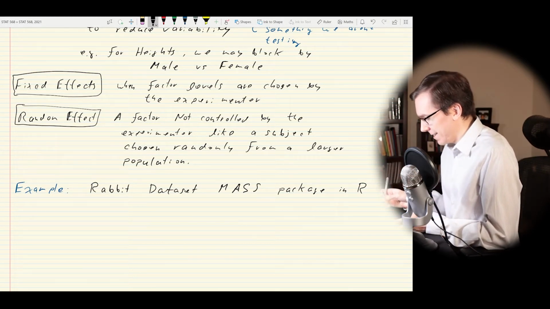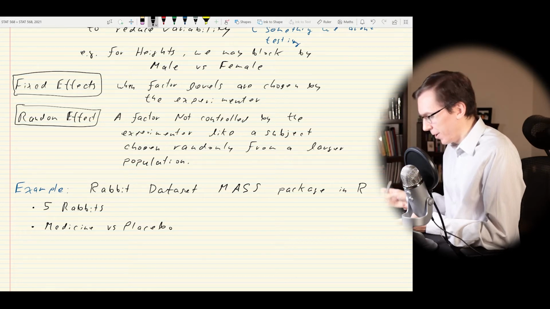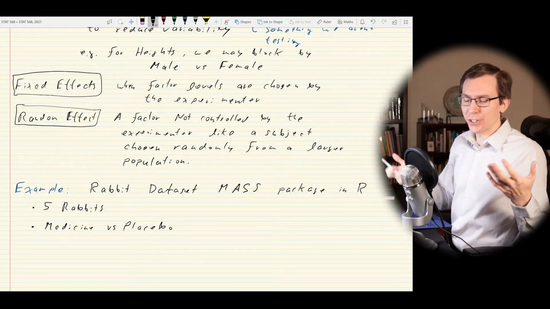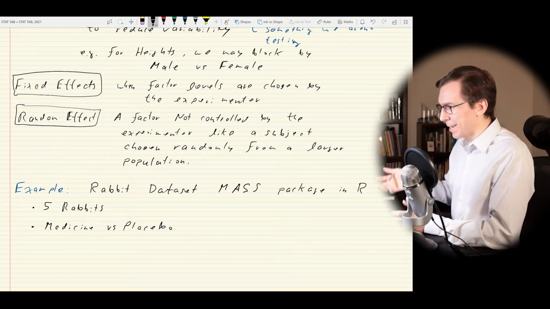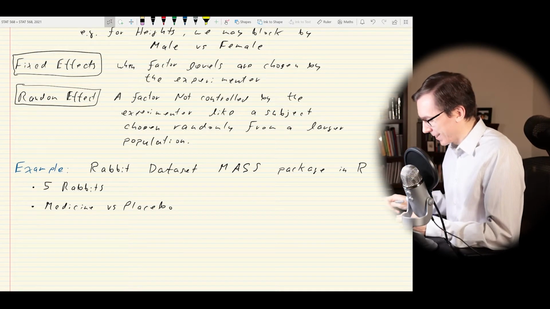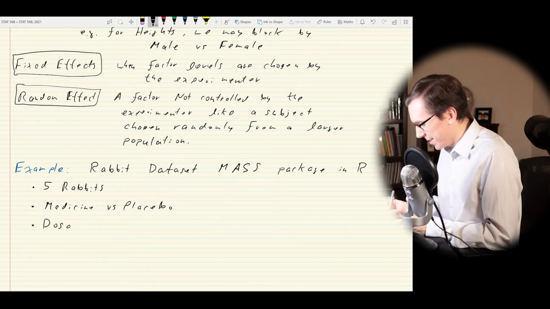So in this case, we have 5 rabbits. We have medicine versus placebo. Are they getting the actual medicine, or are they just getting a shot of, I guess, salt water or whatever it is that they're giving them? I don't actually remember the specific details, but we can look it up in the documentation later. And then there's a dosage.